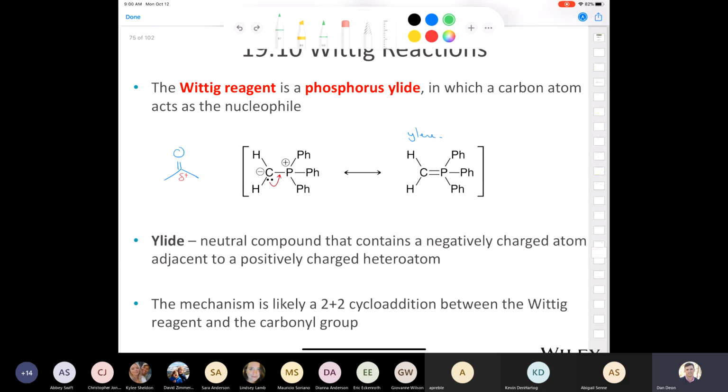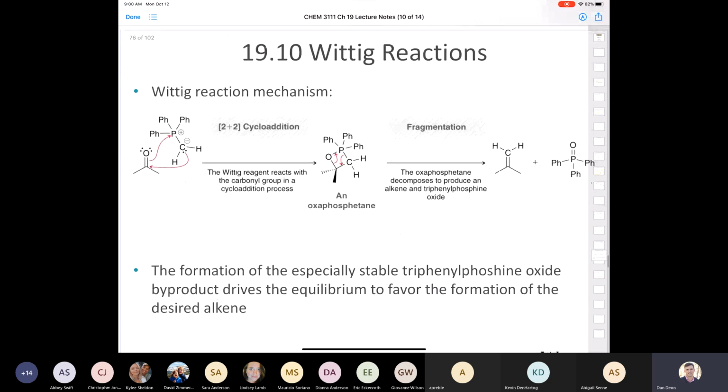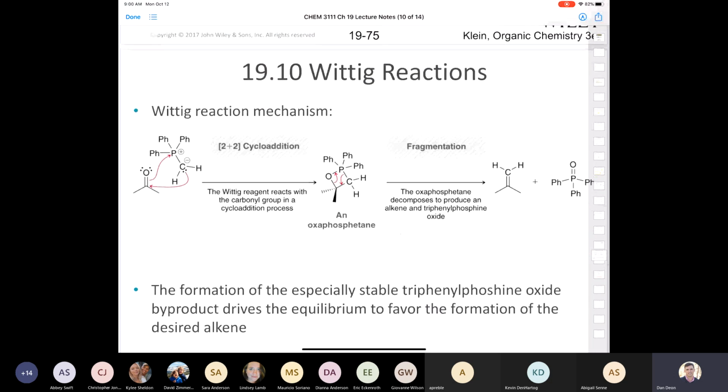So let's take a look at the mechanism. I don't want to have too many arrows drawn off one compound. Here's the mechanism. You definitely have to know the mechanism of the Wittig reaction. Here's the 2+2 cycloaddition, right? We got 1, 2, and 1, 2. And we have the cycloaddition.